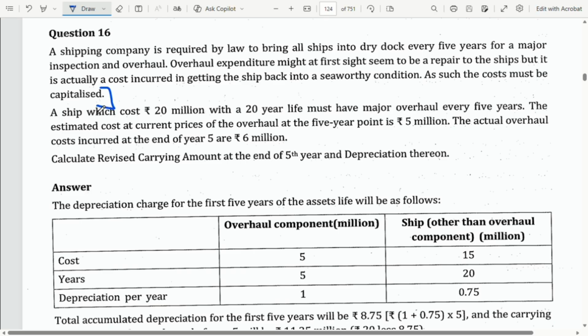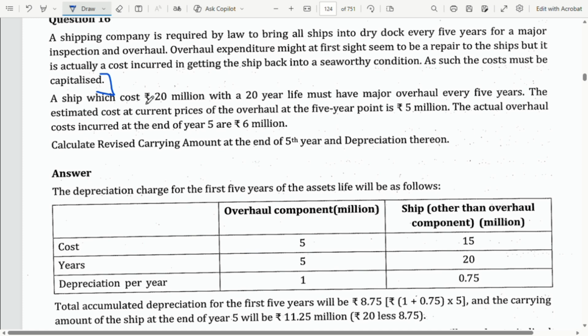A ship which cost rupees 20 million with a 20-year life must have a major overhaul every 5 years. So here we are going to apply the concept of component accounting. We will depreciate the cost of overhauling separately and the other part of the ship separately, by taking their own useful lives. The overhauling cost's useful life is 5 years and the remaining part's useful life is 20 years.